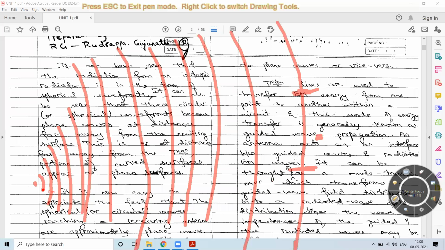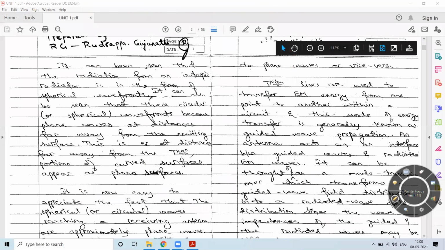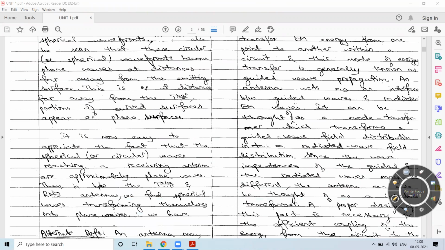So here I can make out that it is spherical. But as I move further and further, it appears as though it is a plane wave. It is having a plane wavefront. Therefore, we have the alternate definition for antenna also, in which the antenna is converting the spherical wave into a plane wave. So even that definition holds true for a given antenna. So this is with respect to the different antenna definitions we have.